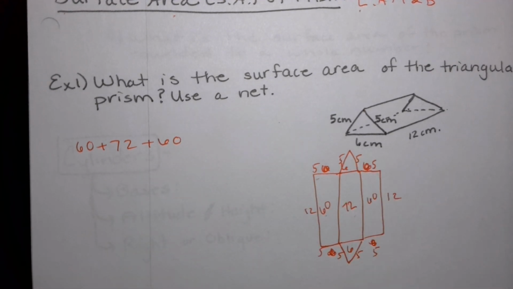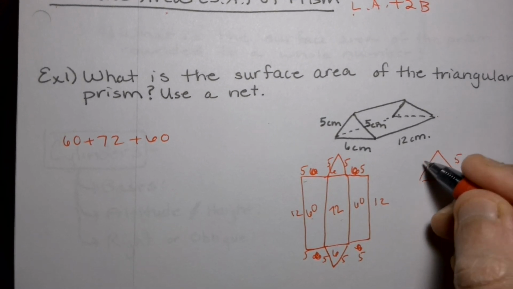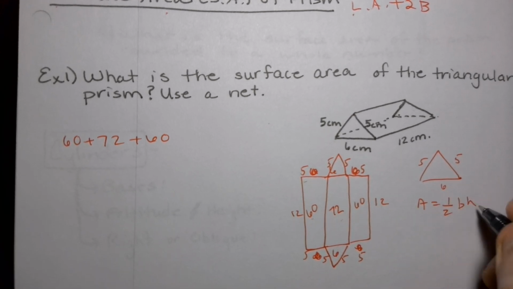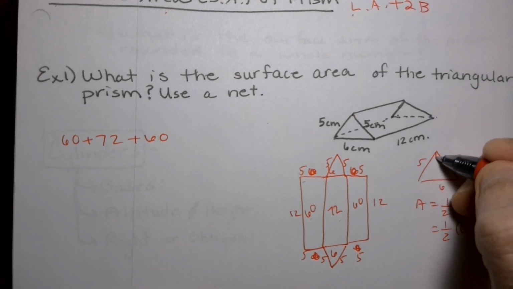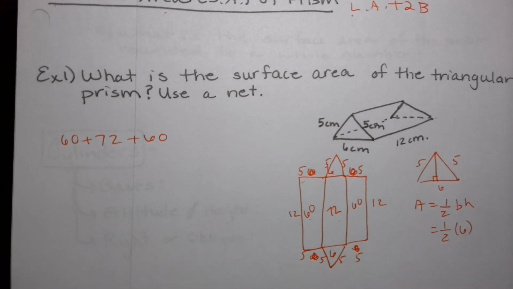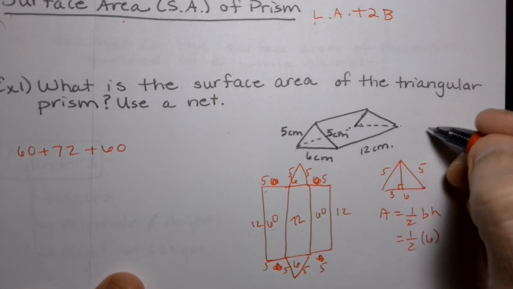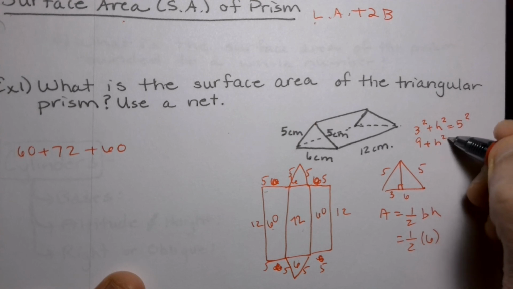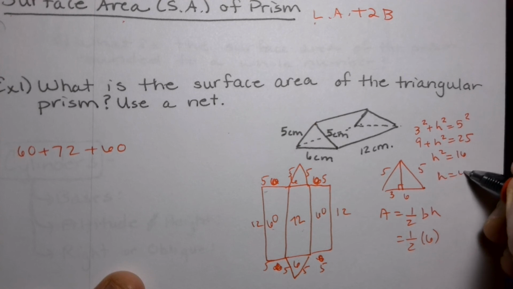Now we just need the 2 triangles, and they're both the same, so once we get one, we can just double it. So we have a triangle, 5, 5, and 6, and we need the area. So we've got the base, which is 6, but we need the height. And you know mathematically how to do this. You know that this side is going to be a 3, and if I need the height, we'll use what? That's right, Pythagorean theorem. So 3 squared plus height squared equals 5 squared. 9 plus height squared equals 25. Subtract the 9 from both sides, and we get h is 4.